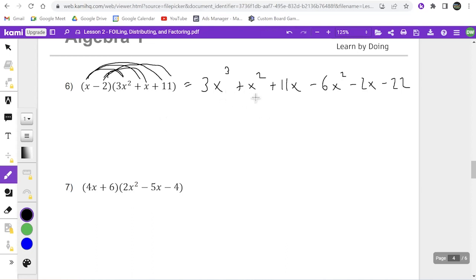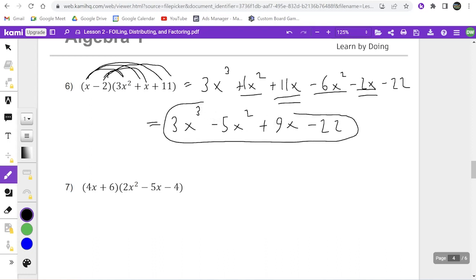Anyways, now you have to combine like terms. Looks like the x squared and the minus 6x squared will combine. So first I have to write the 3x cubed because that's first. Now the x squared terms. Remember, that's 1x squared technically, even though the 1's invisible. And 1 minus 6 is negative 5. So negative 5x squared. And then I combine the 11x and then minus 2x. That's going to give us plus 9x. And then minus 22. And there's our final answer. Any questions on that one?